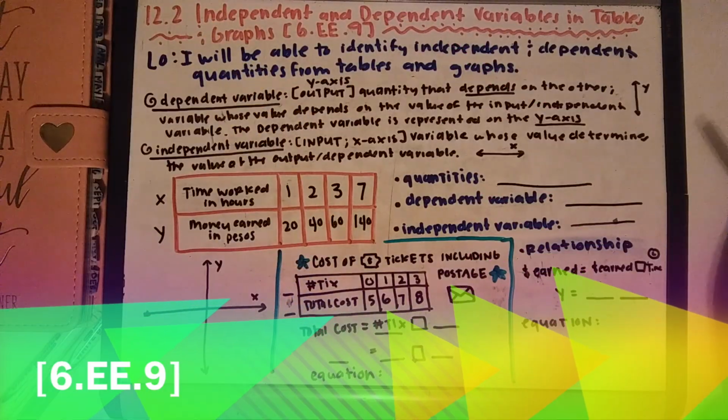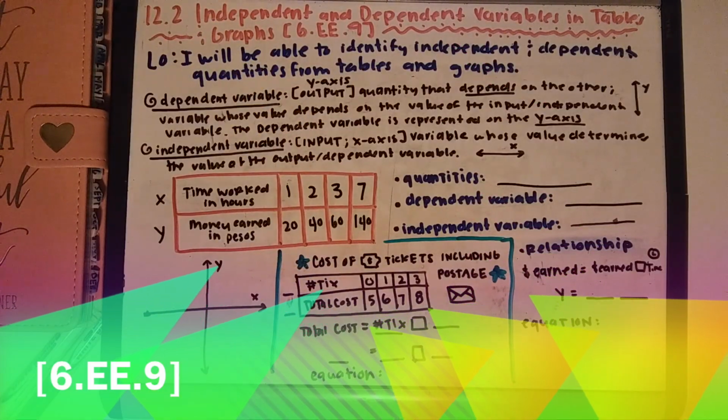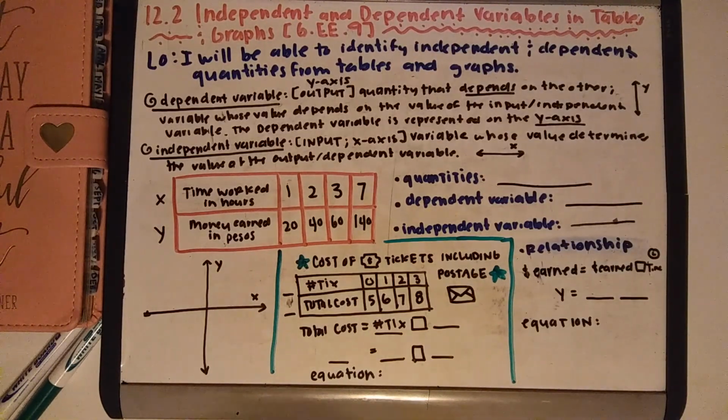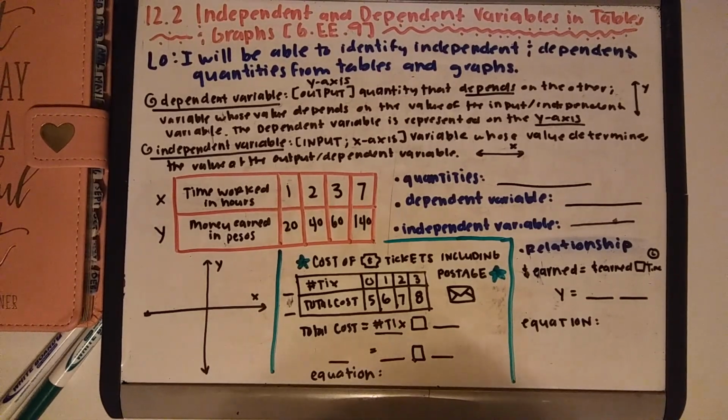Okay, so this is 12.2, independent and dependent variables in tables and graphs, as your standard. And your objective is to be able to identify the independent quantities from tables and graphs, again with 80% accuracy given the practice problems. We have two vocabulary words.